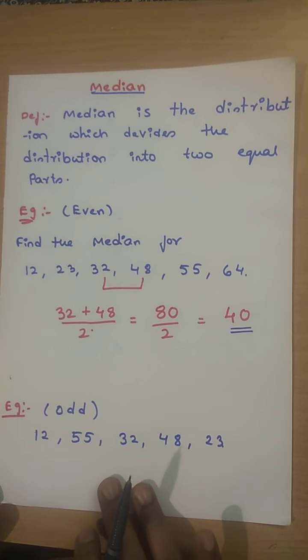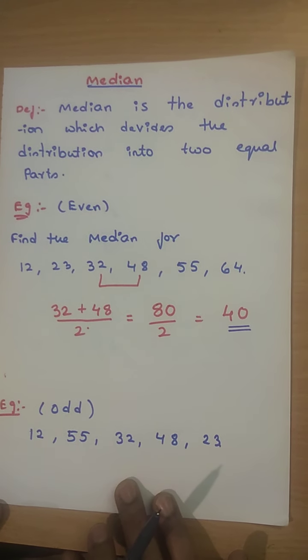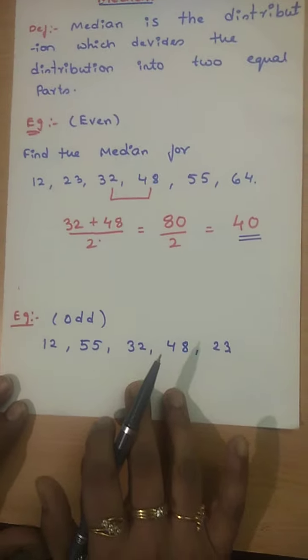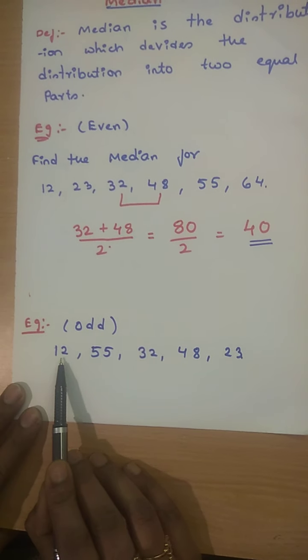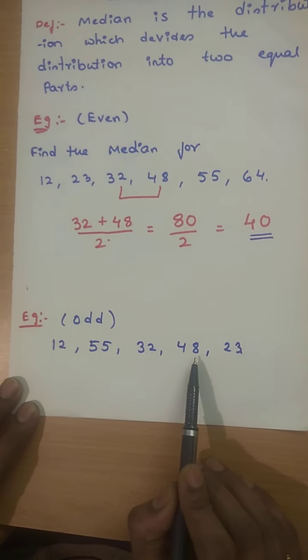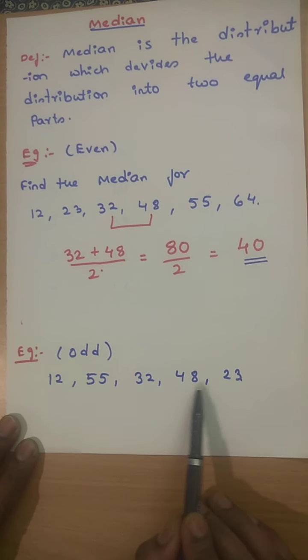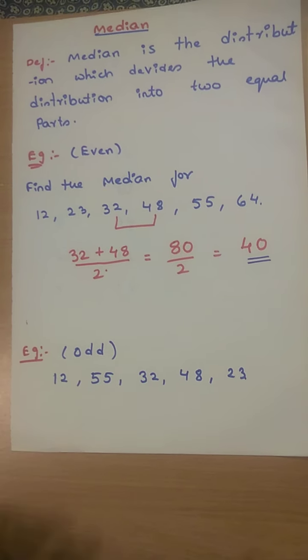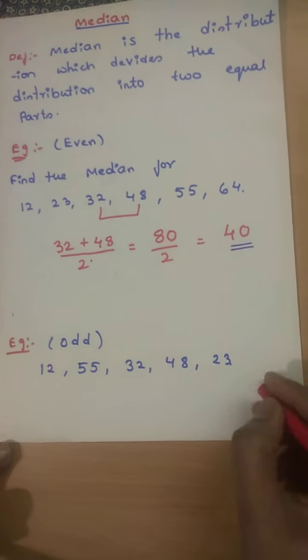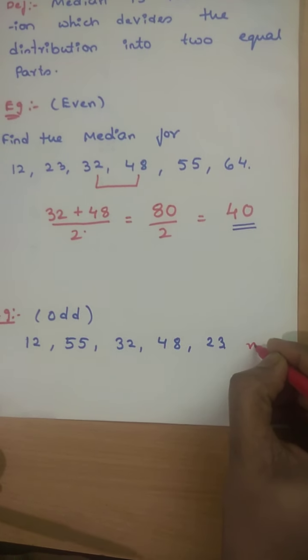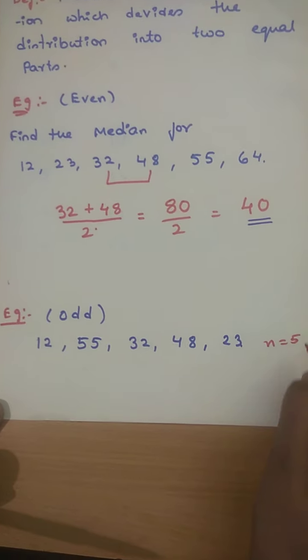And now I am going to explain the next example. Here I have taken 12, 55, 32, 48, 23. Here I have taken 5 observations. So n equal to 5. 5 is an odd number.